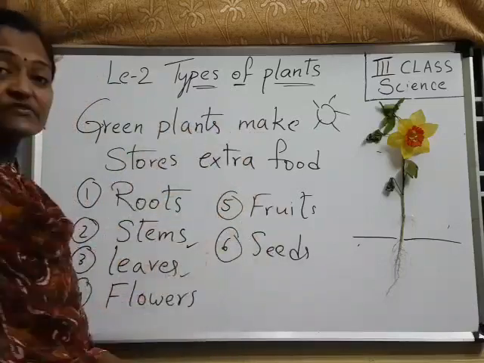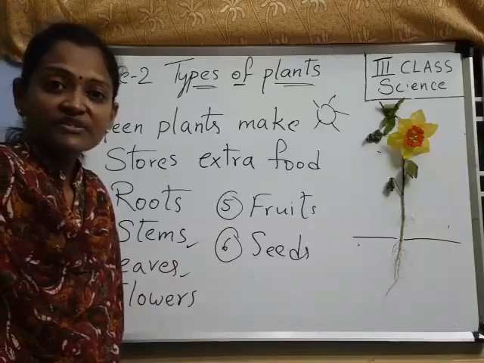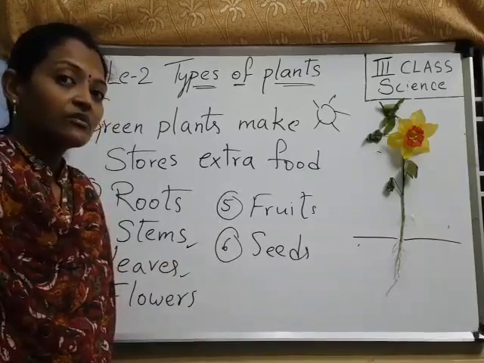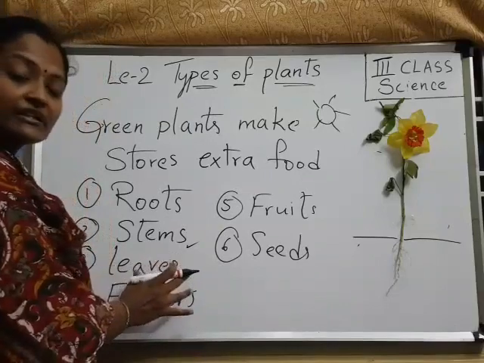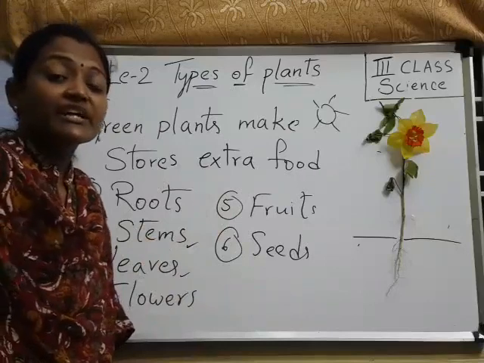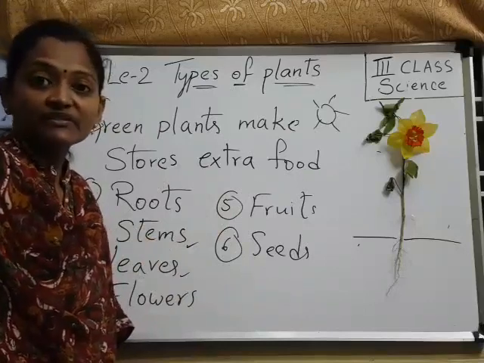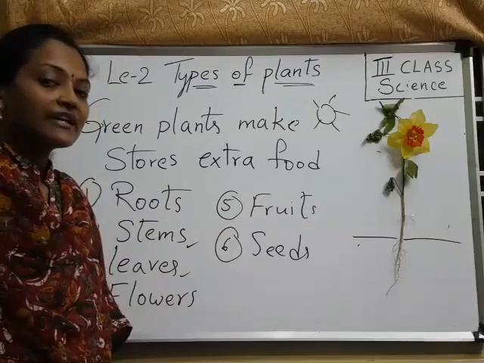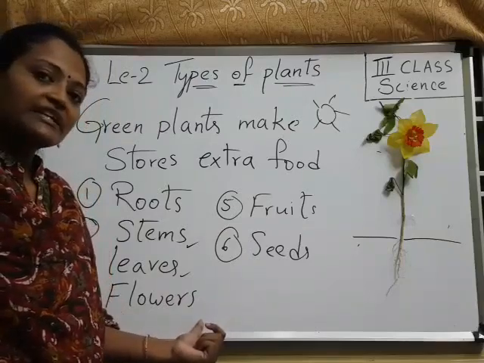Next, some leaves. We are eating so many leafy vegetables, right? Spinach, right? Curry leaves, all those. The plant stores food in the leaves. And flowers, like we are eating cauliflower, right? Cauliflower is a flower. So some plants store food in the flowers also.